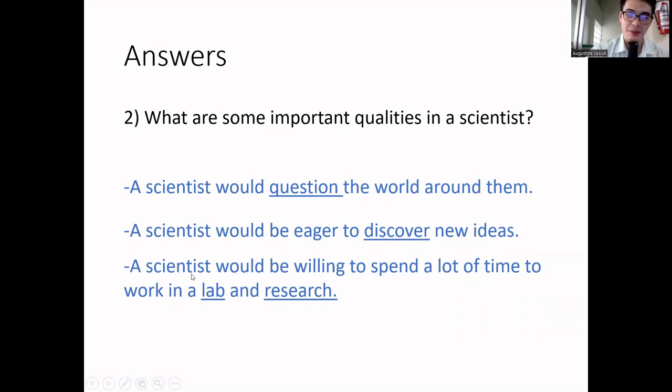And lastly, a scientist would be willing to spend a lot of time to work in a lab and research. A lab is a place where they would have most, if not all of their equipment, so all the lab equipment. So it would make sense for a scientist to have to spend a lot of time in a lab to do their research. Okay? So these are the important qualities of a scientist according to the passage.